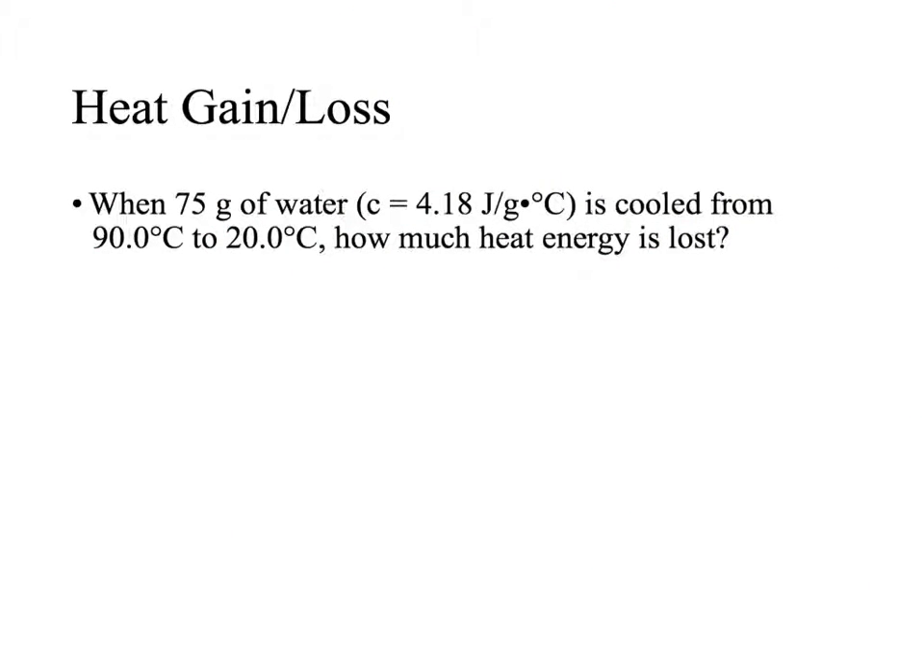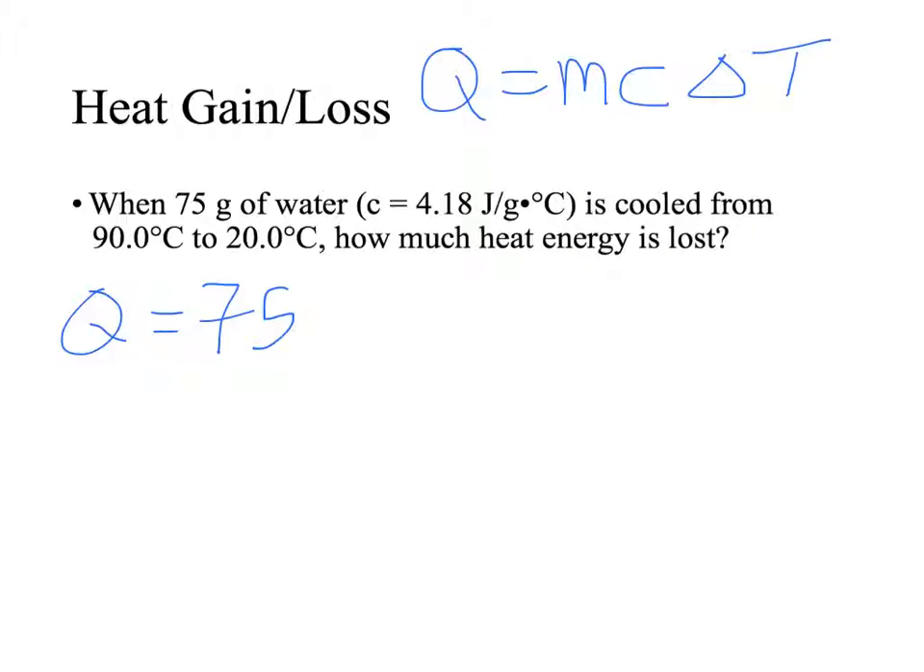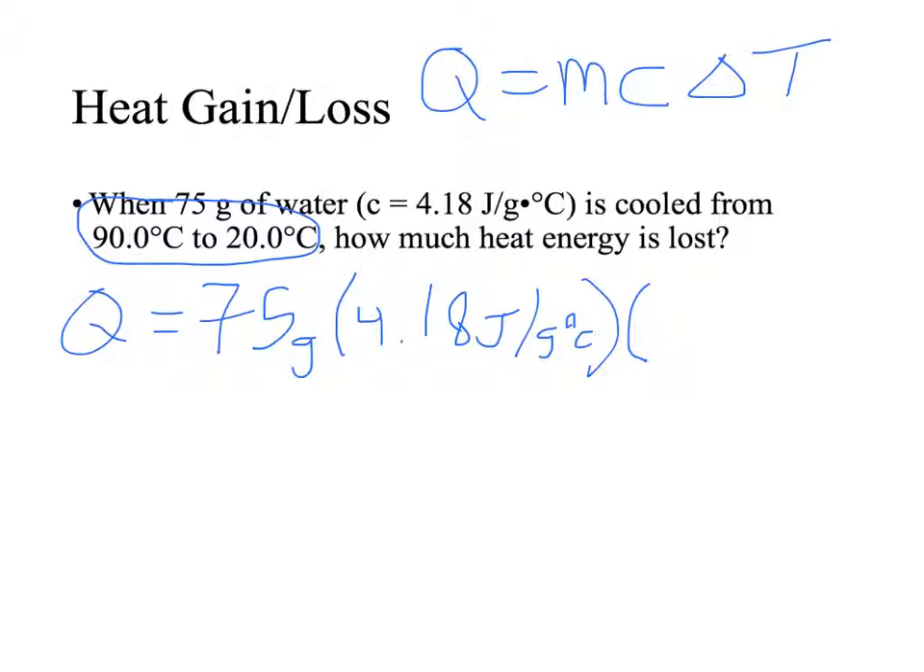So when we have heat gain or heat loss, how can we calculate it? Well, we're going to use the equation Q is equal to mc delta T, and we're just going to substitute in our numbers. Q is equal to 75 grams times 4.18 joules per gram degree Celsius times our temperature change. Well, 90 degrees cooling to 20 degrees is a minus 70 degree Celsius temperature change. We look at the units, grams cancel with grams, and degrees Celsius cancel with degrees Celsius.